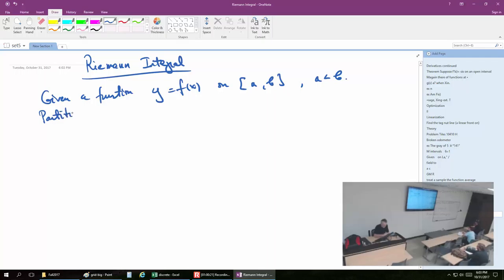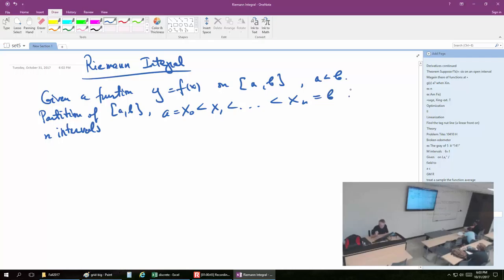Okay, let's review how we get from Riemann sums to Riemann integrals. So, the Riemann integral: given a function y equals f of x on an interval [a, b], to begin with we choose a less than b. Then we have a partition of the closed interval [a, b], finite to begin with. So we have x naught, a equal to x naught, less than x1, less than ... x n, which is b, so n intervals or segments.